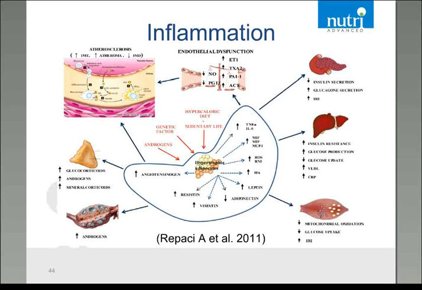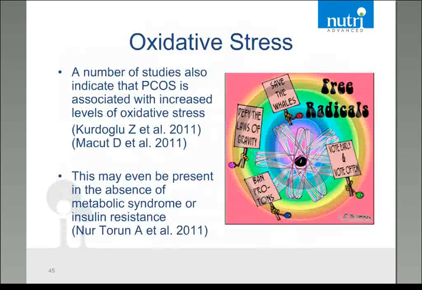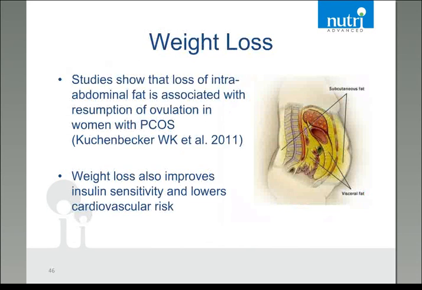And here's just a diagram for you looking at all of the different systems affected and perpetuated by this inflammatory response. And then we've got oxidative stress. A number of studies also indicate that PCOS is associated with increased levels of oxidative stress. This may even be present in the absence of metabolic syndrome or insulin resistance. So these clients may need the additional support of increased antioxidants.